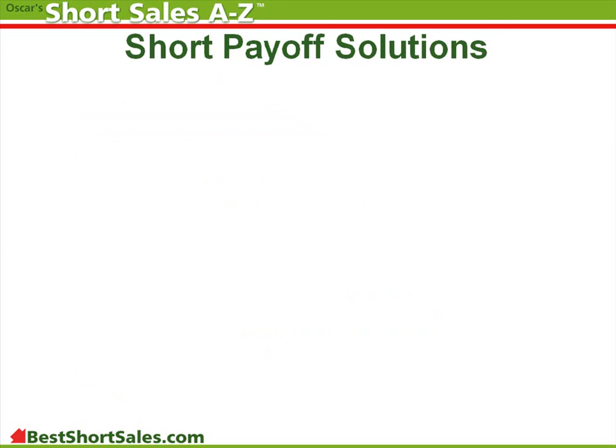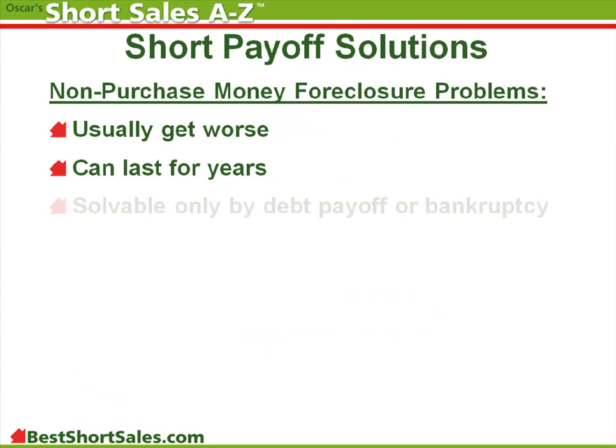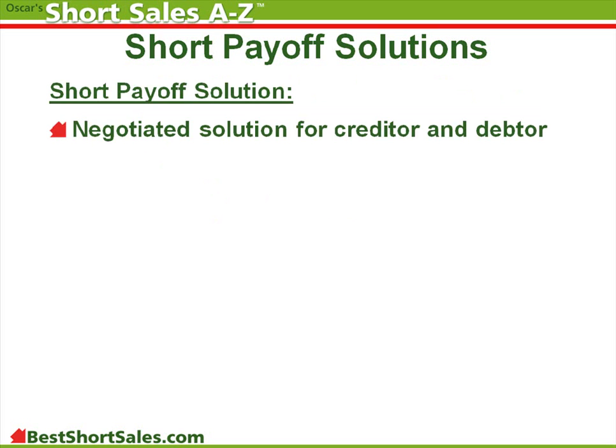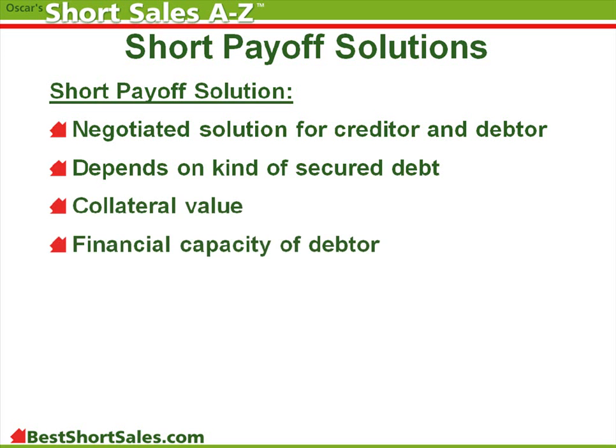Short payoff solutions. As you can see, non-purchase money debt problems do not end with foreclosure. In fact, they usually get worse and last for years. The only solutions to deficiency judgments and sold-out junior collections are debt payoff and bankruptcy. The only alternative to this is a short payoff. A short payoff provides a negotiated solution for both the creditor and debtor. The short payoff solution depends on the kind of debt secured by the property, purchase money or non-purchase money, collateral value, and the financial capacity of the debtor.